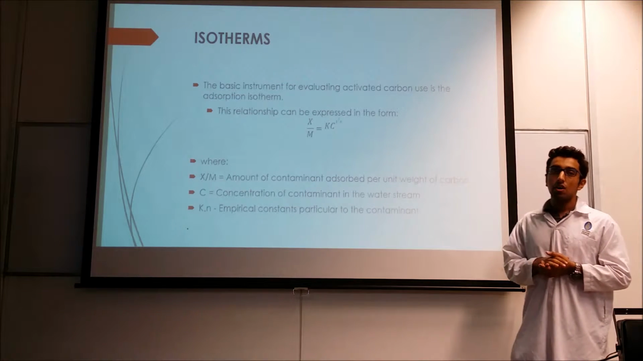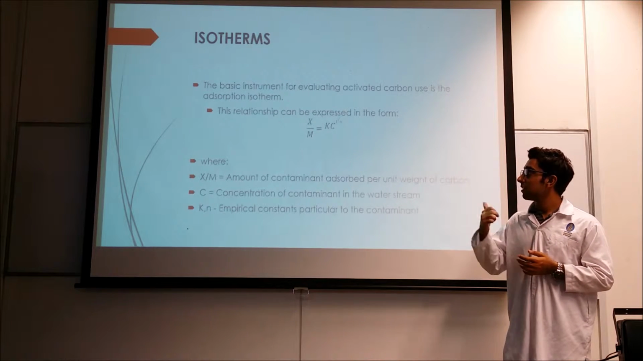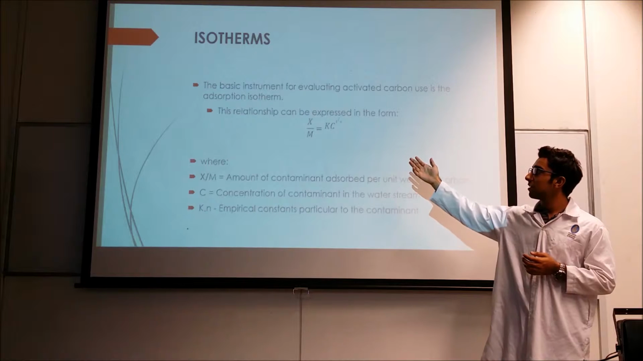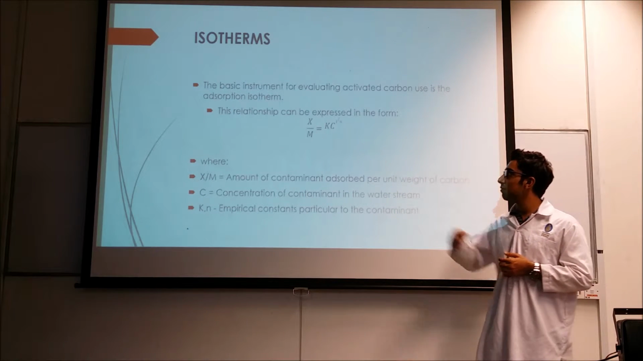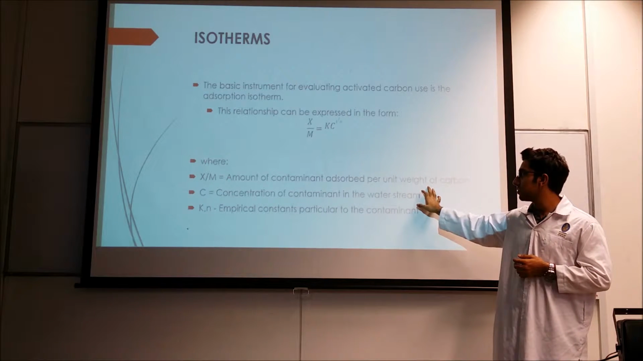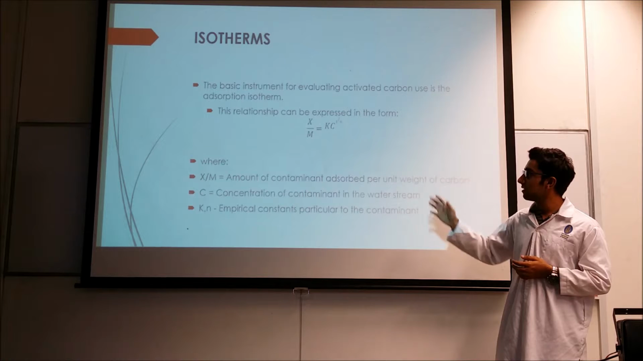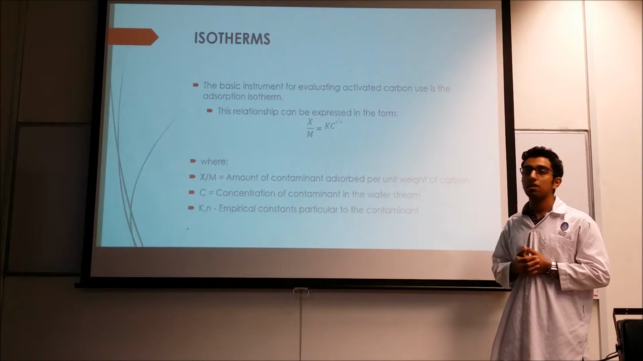So this is basically how we measure this activated carbon quantitatively. This is the basic relationship: x over m equals K C to the power 1 over n. x over m is the amount of contaminant adsorbed per unit weight of carbon. C is the concentration of contaminant in the water stream. K and n are the empirical constants.